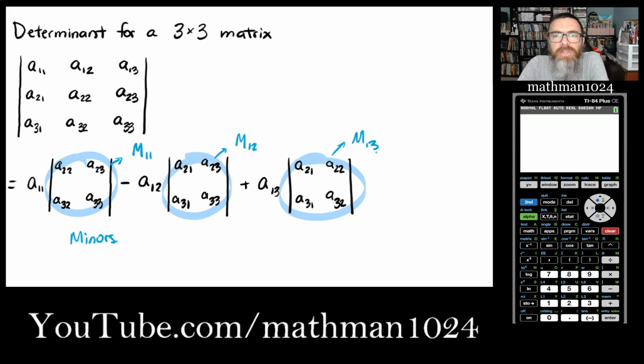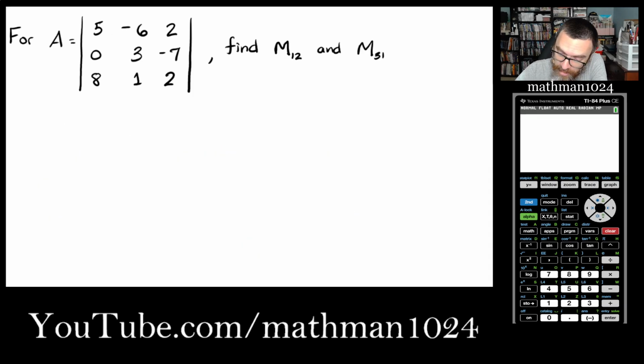and this guy would be minor 1, 3. So to form these minors, like you saw me do before, we remove all of the other entries. So if you look at it like this, M, I, J, you remove all of the entries that are in row I and column J, and then you write what's left over, and that forms your minor. So for example, here is a matrix, here's a determinant, and we want to find M12 and M31.